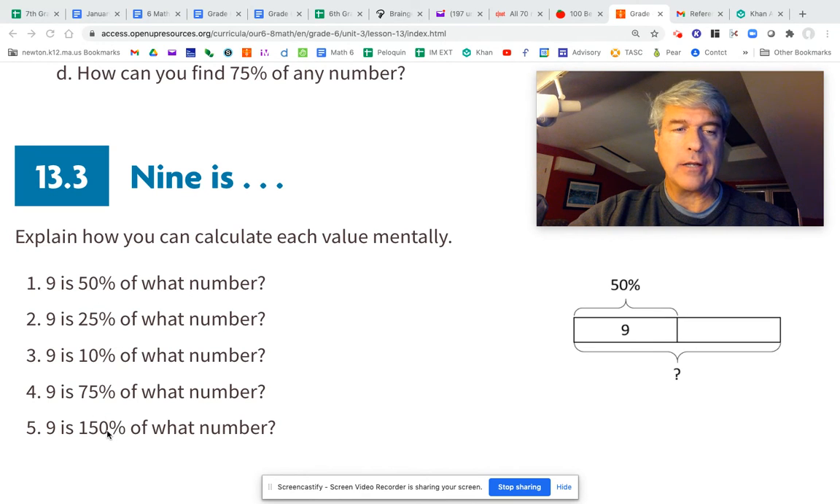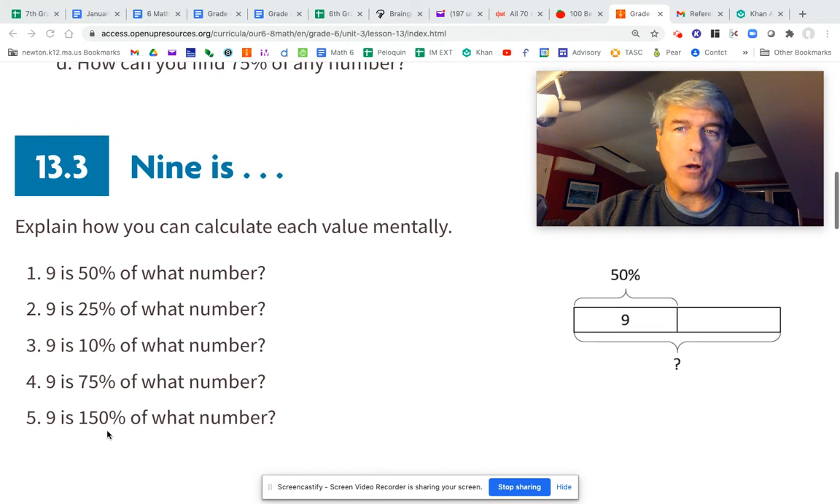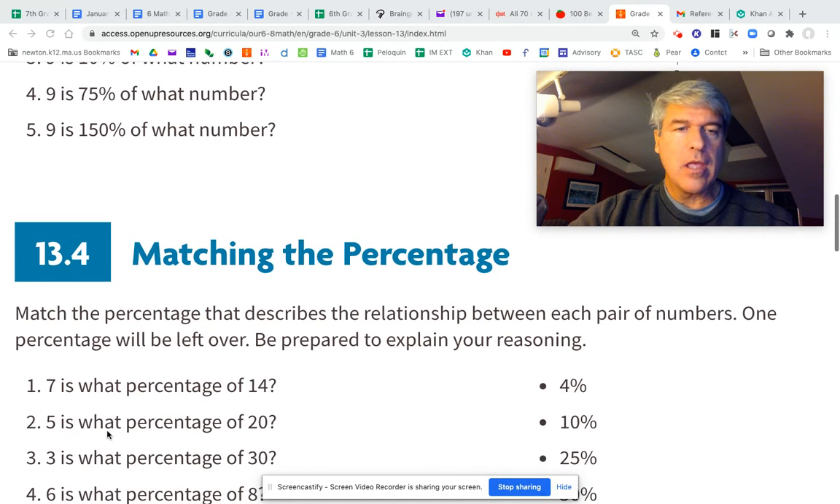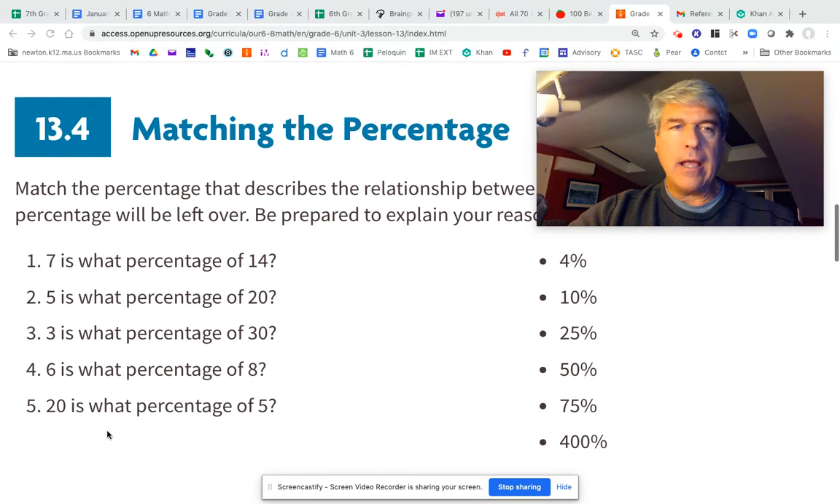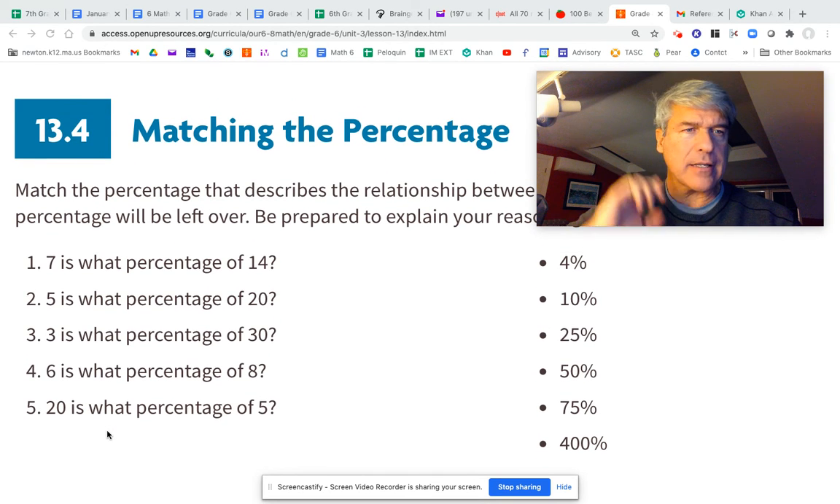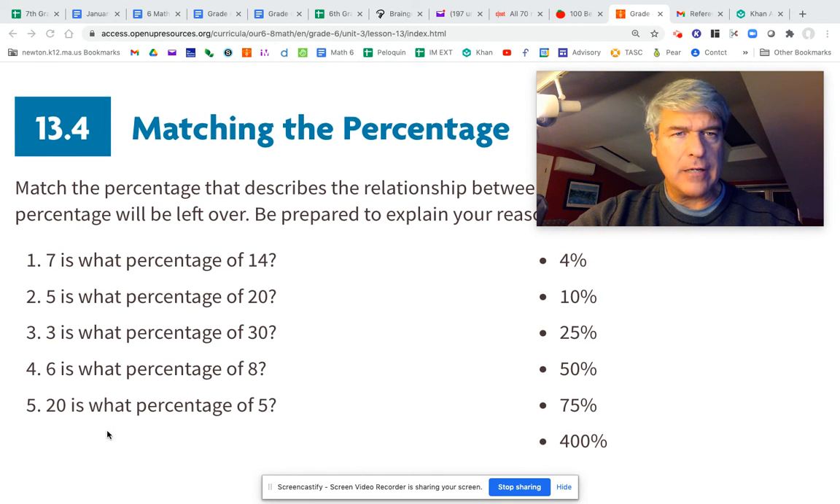And today we enter the benchmark 150%. So that's basically what's covered. And if you want some extra practice, then look at 13.4.